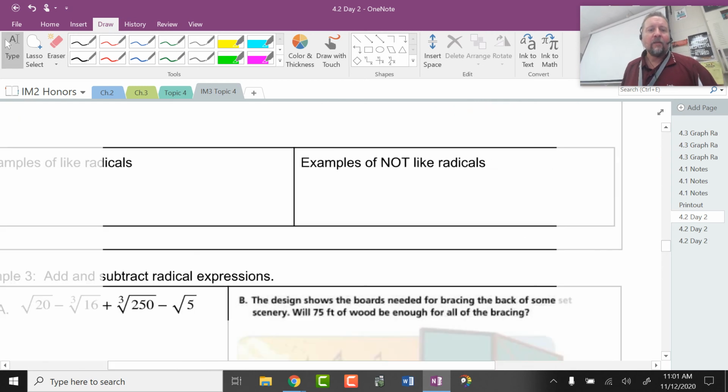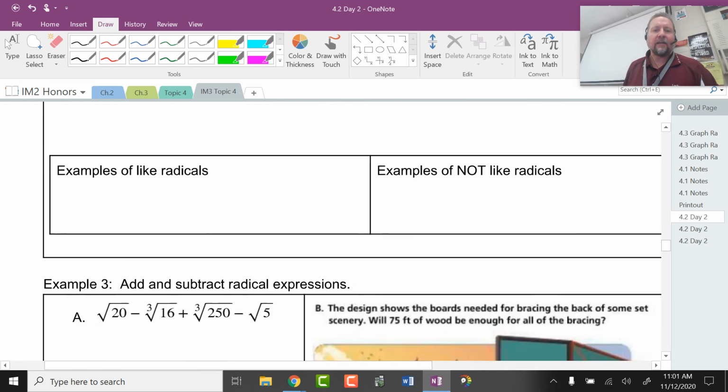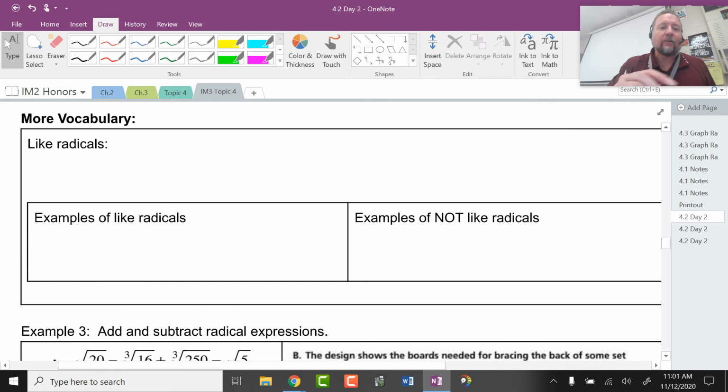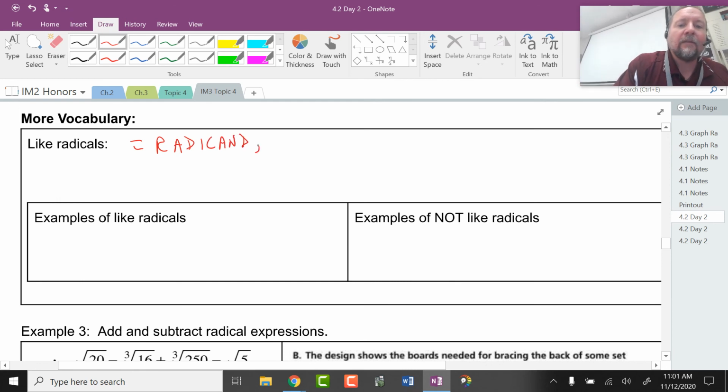All right, all right, all right. So now we got a thing that's about like radicals. So what are like radicals? Equal radicands and equal indexes. So that's what a like radical is.